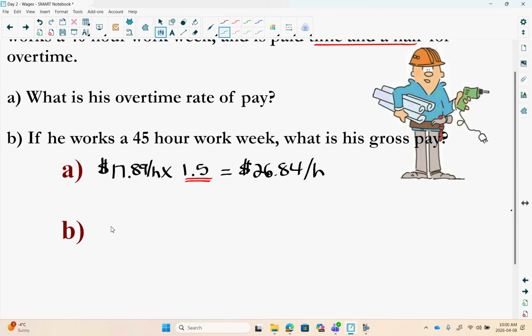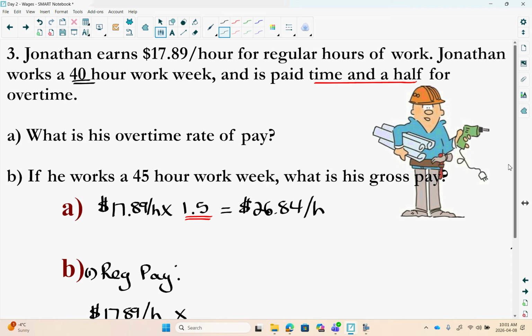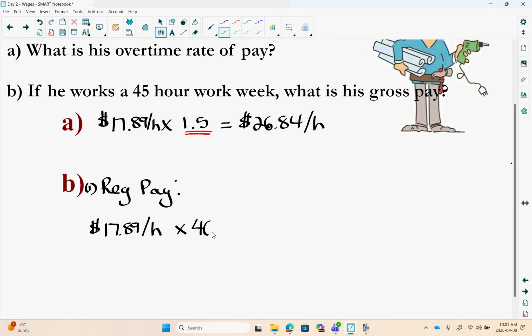I need to figure out his gross earnings. So the first thing I'll do is his regular pay. I'm going to take $17.89 per hour, and I'm going to multiply it by what are considered regular hours. What does it say? For a 40-hour work week. So I'm going to multiply that by 40. And that's going to give me $17.89 times 40, $715.60.